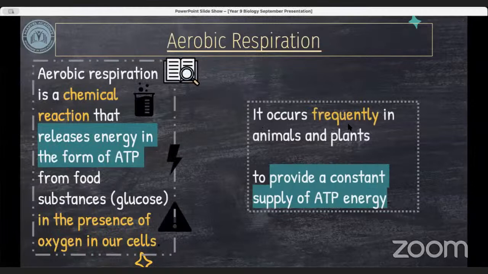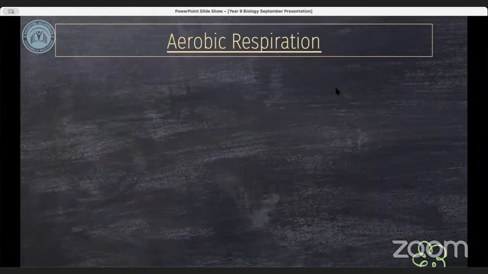The next one. It occurs frequently in animals and plants. Frequently means, children, regularly, right? Why? Because we need energy, even to talk, even to see, even to do something. Some activity, we need energy. Growth, repair, we have learned what are the places we need energy, right?